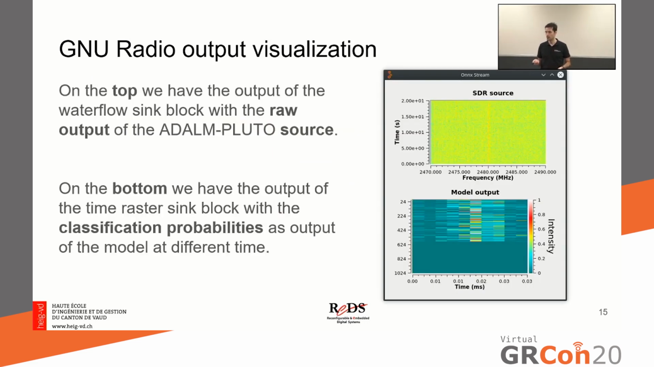Here we have the output that we will get inside GNU Radio, which is basically the waterfall with the raw data from the SDR device in the top, and in the bottom we have the time raster sink that we spoke about.